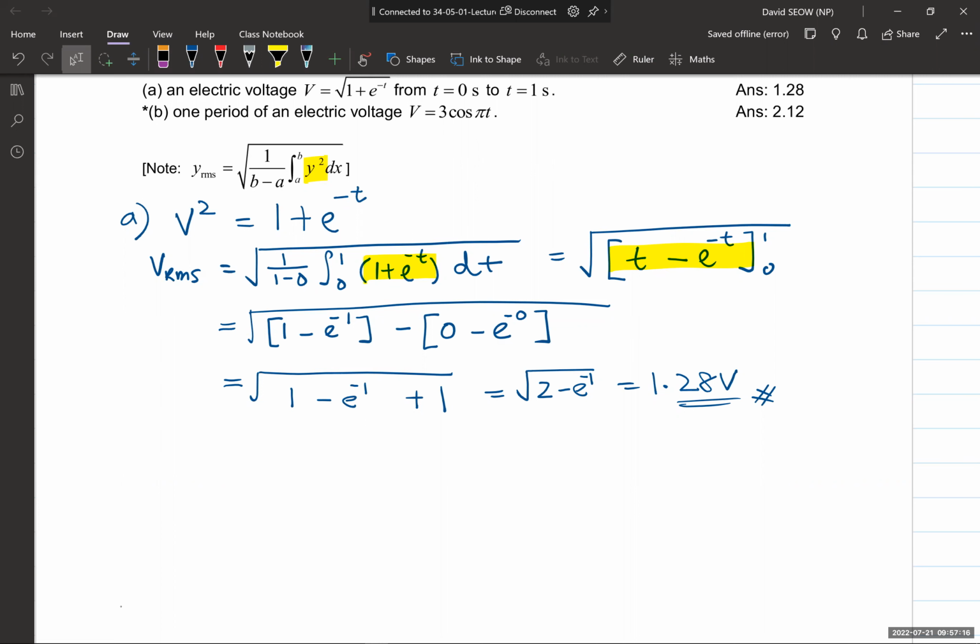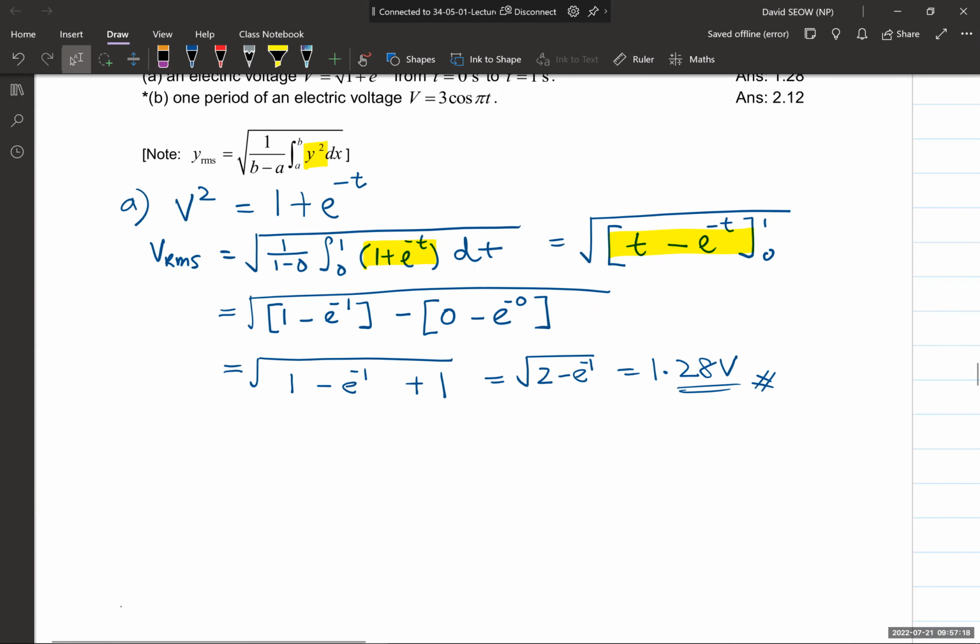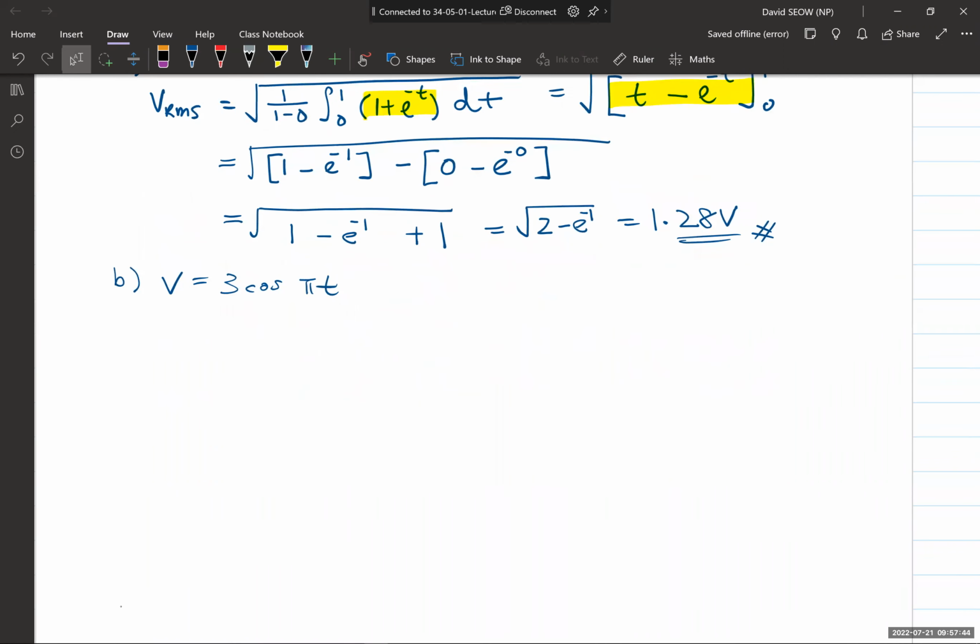Okay, then I move on to part B. Part B, one period of the electrical voltage V equals 3 cos pi t. To do this, one period, right? So what it means is, if I can plot out a graph, I need just a quick recap. Of course, I can straight away do from EM1, right?